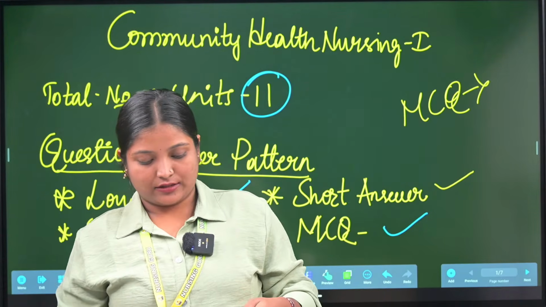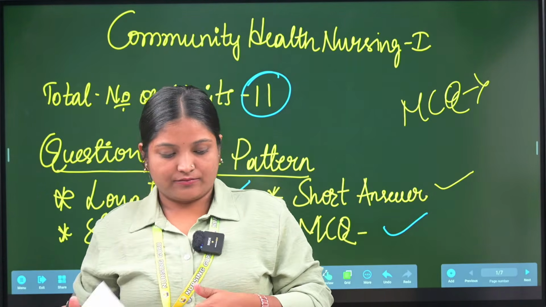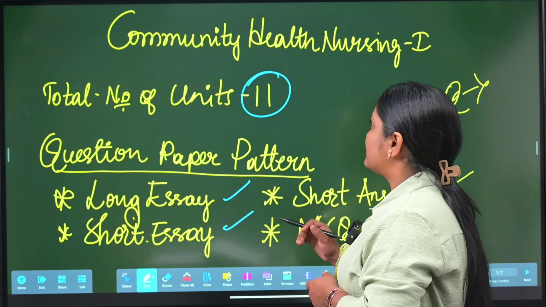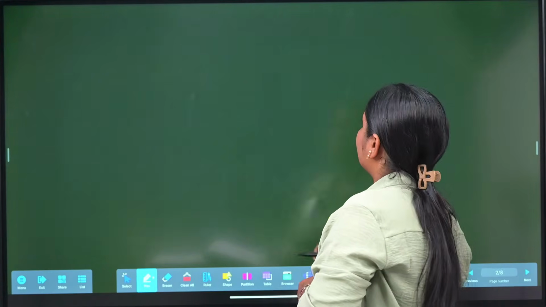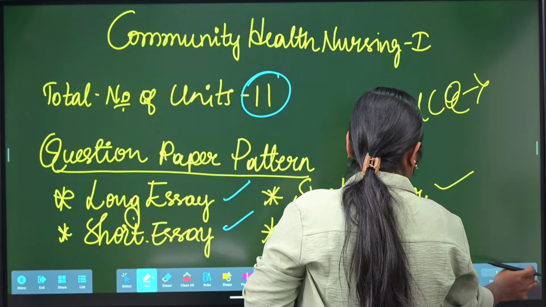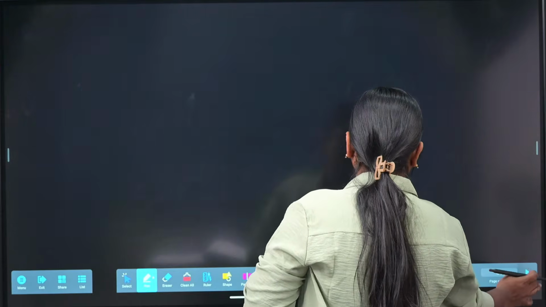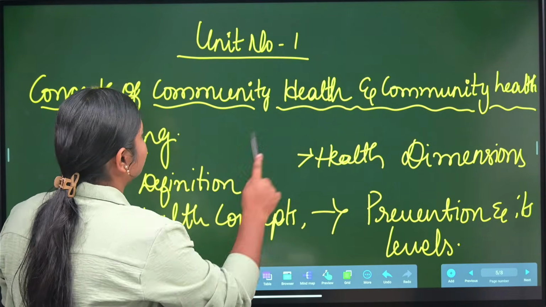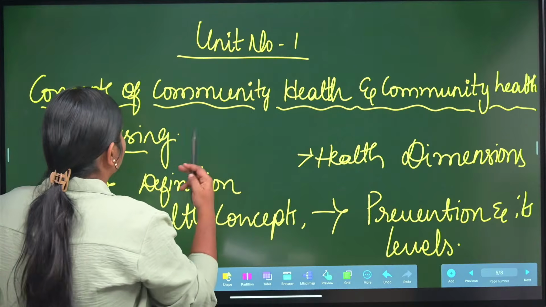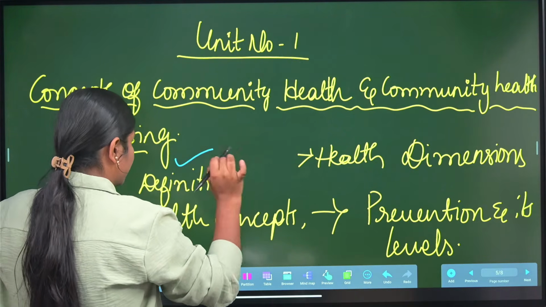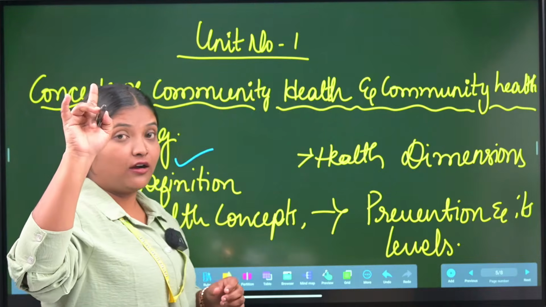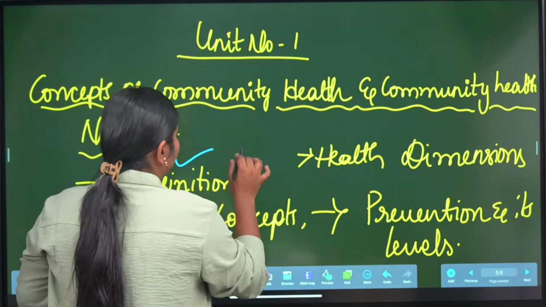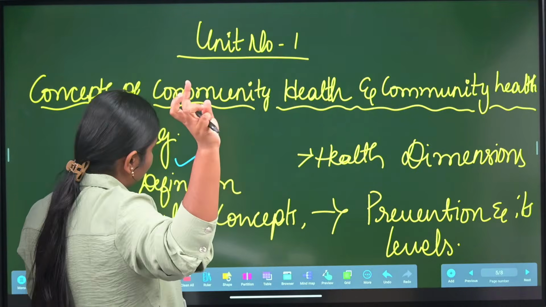There are 11 units. Here you can see the first unit. Unit number 1: concepts of community health and community health nursing. In this particular unit you are going to know about the definitions. Definitions of community health nursing will definitely be asked for 2 marks questions. Either they may ask about community health or community health nursing.